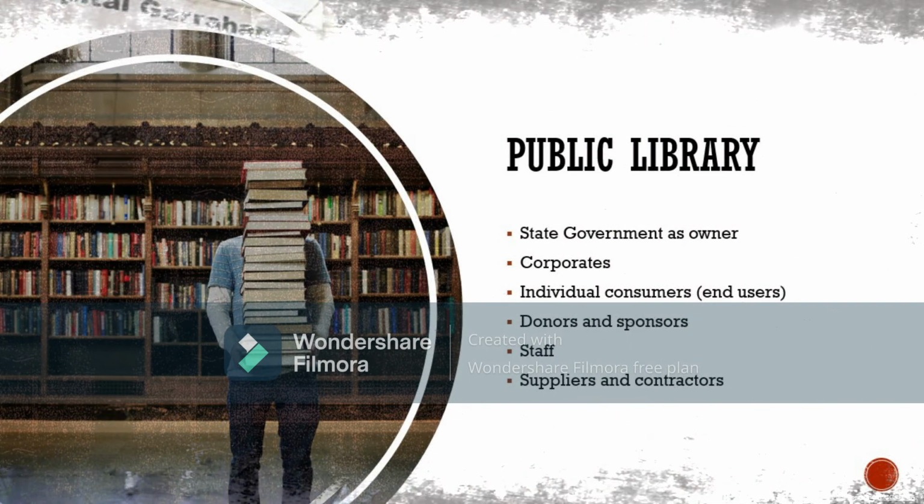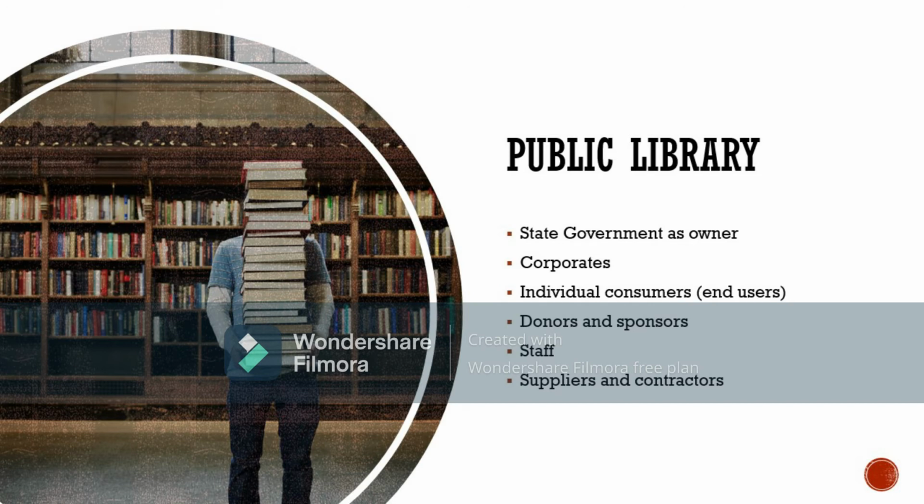The strategic planning team of a public library has identified the following key stakeholders: state government as an owner, corporates, individual customers, donors and sponsors, staff, suppliers and contractors. Having identified the public library's key stakeholders, the planning team then sought to understand the strategic factors relevant to each, with a view to developing effective strategy for each.